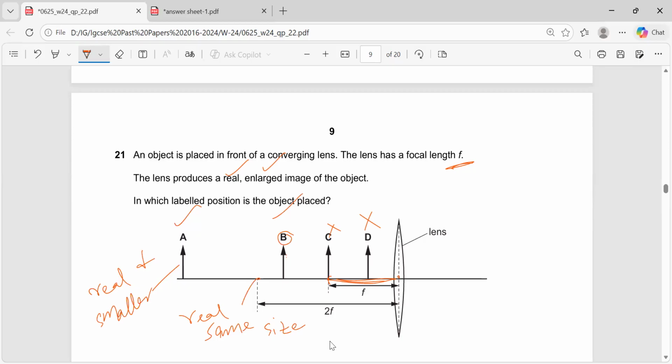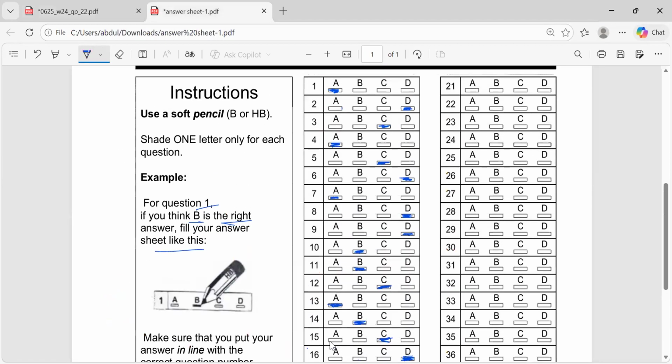So that's why I have chosen option B, because as we are getting closer to the lens, image is getting bigger, and it stays real as long as the object is outside the focal length. So this B is outside the focal length, but in all these given options, it is closest to the lens for a real image. So answer for 21 is B.